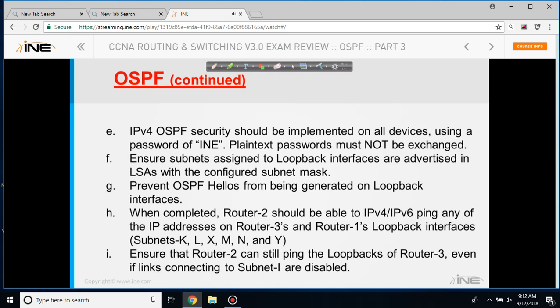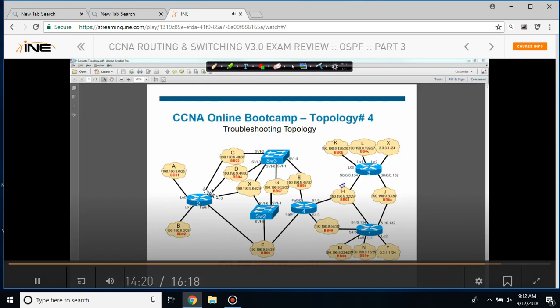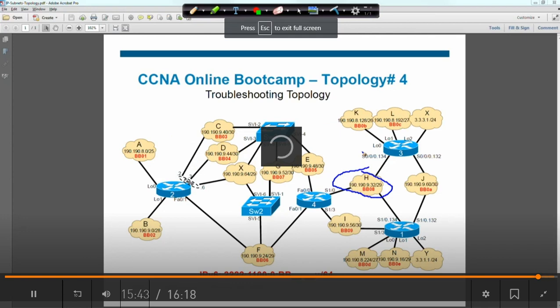Okay, so see here, ensure that router 2 can still ping the loopbacks of router 3 even if links connecting to subnet I are disabled. Actually, that's what we just did. The reason why this task is in here is because if we had not fixed the problems we had across the frame relay cloud, across subnet H, if those problems still existed and we still had no neighbors, let's bring up the topology diagram. So the problems I was dealing with were across this cloud right here.